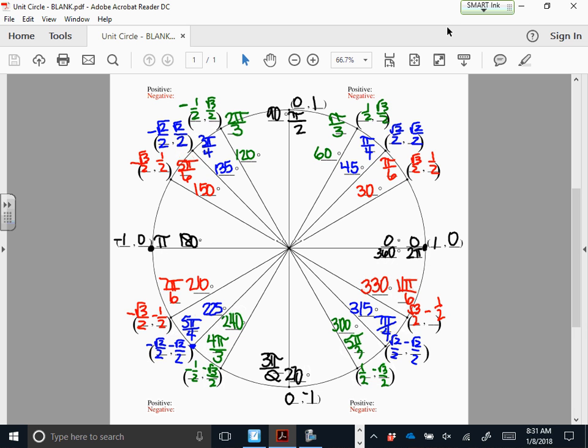All right, things you notice. Okay, so you talked about how in the second quadrant the x's are negative, the y's are positive. Here in the third quadrant, x and y are both negative. And then here in the fourth quadrant, x is positive, y is negative.